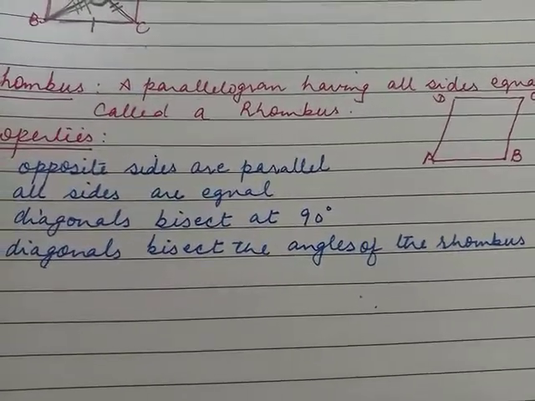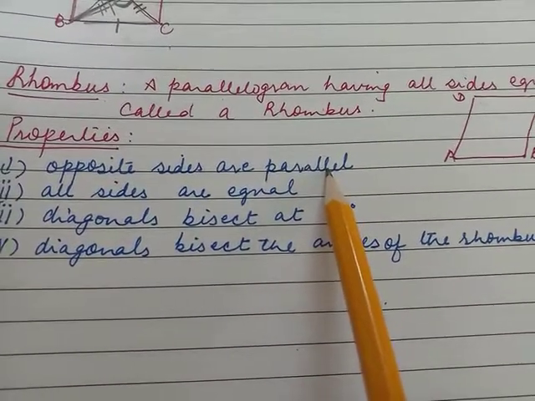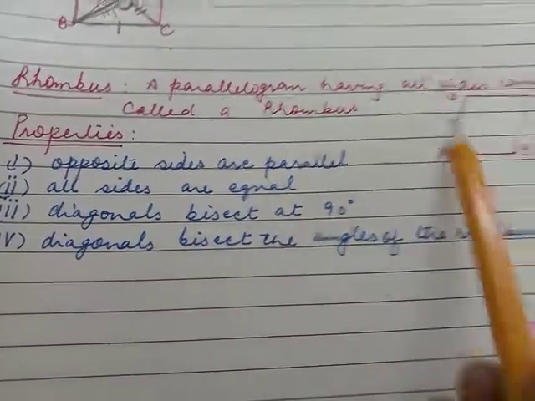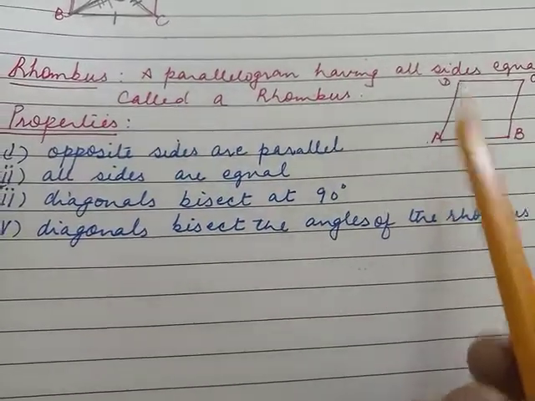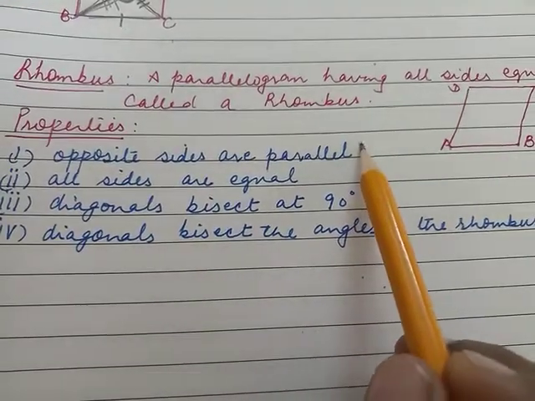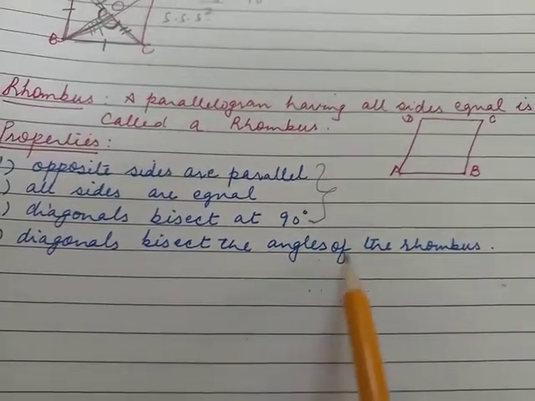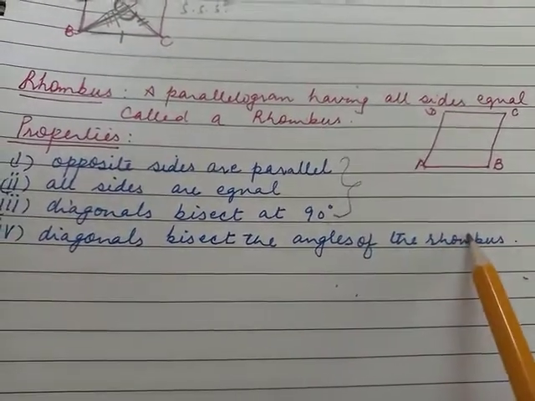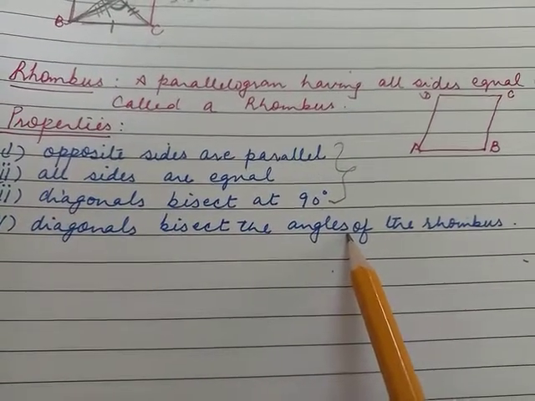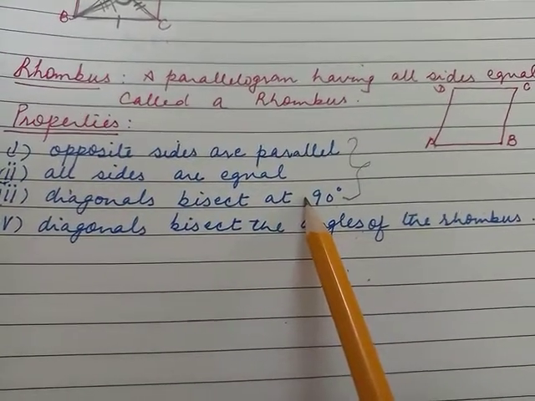So what are the properties of a rhombus? Opposite sides are parallel, as we have in all the quadrilaterals we studied till now. All sides are equal. Diagonals bisect at 90. This is another property of a square. So these three properties are of square only. We learned in square that diagonals also bisect at 90 degree. Here also the diagonals of a rhombus bisect at 90 degree.